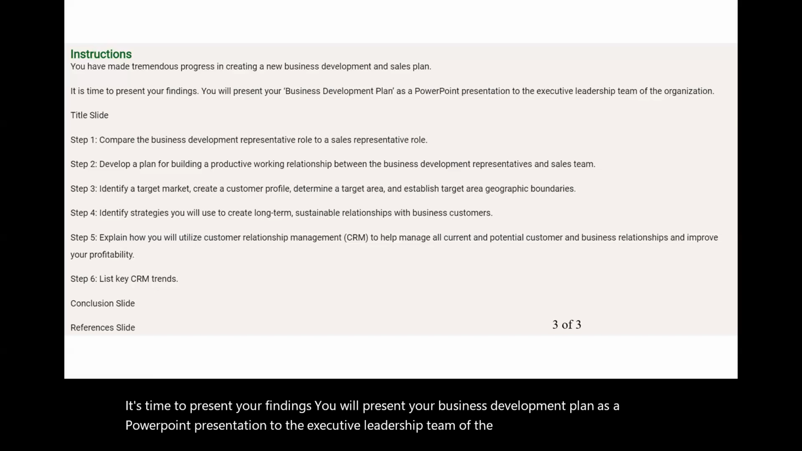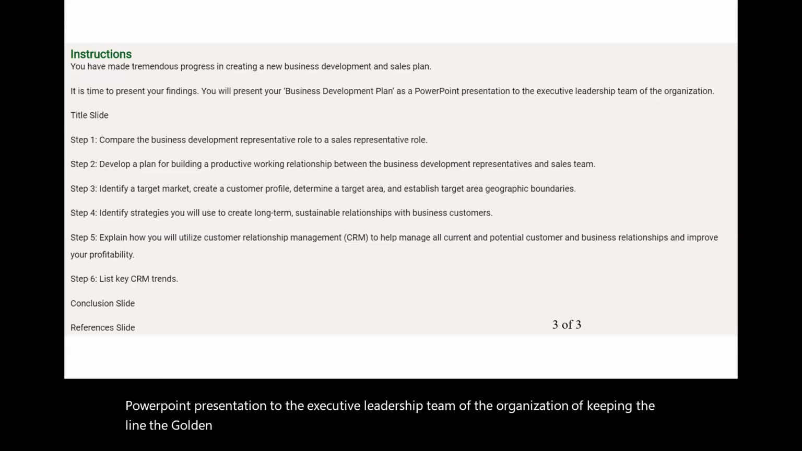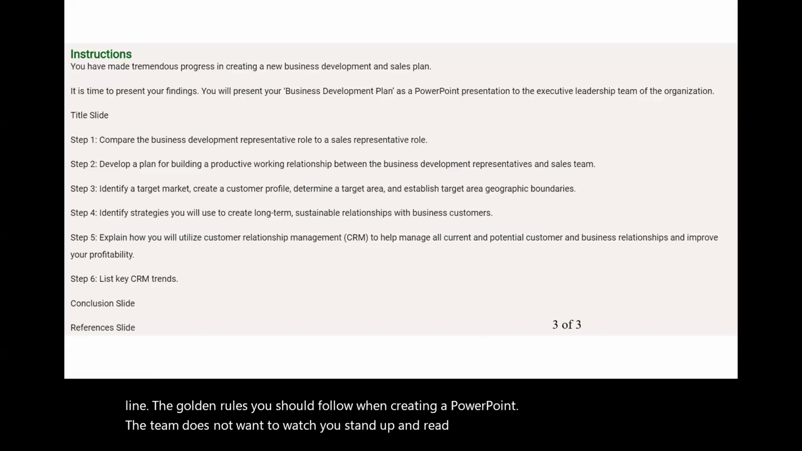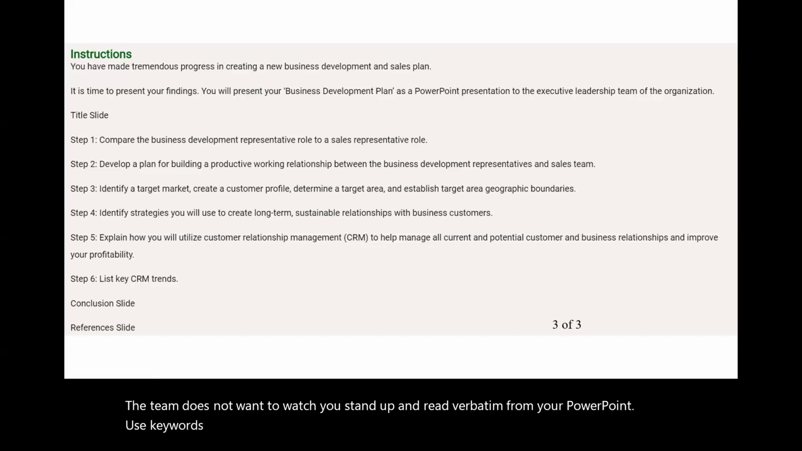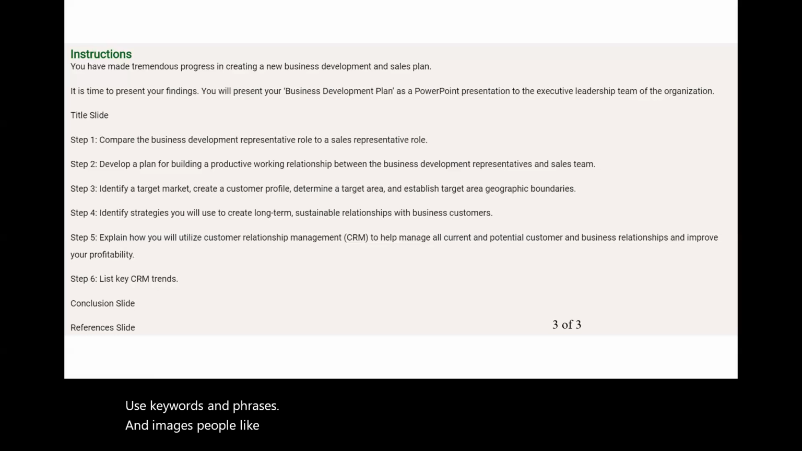Keep in mind the golden rules you should follow when creating a PowerPoint. The team does not want to watch you stand up and read verbatim from your PowerPoint. Use keywords and phrases and images. People like images as long as they're related to your content. We start with a title slide.